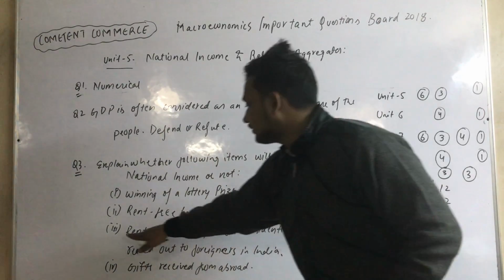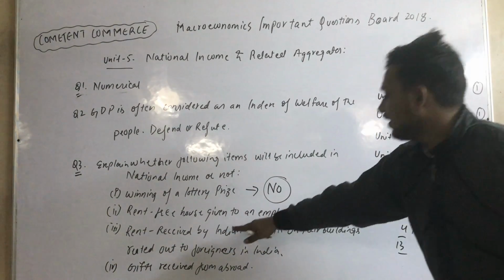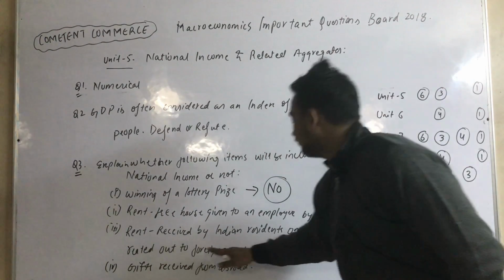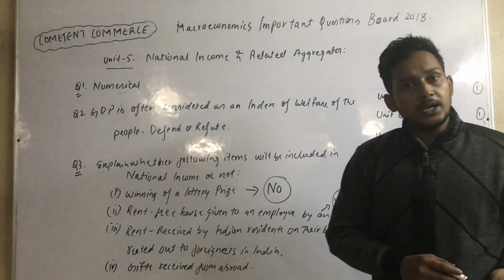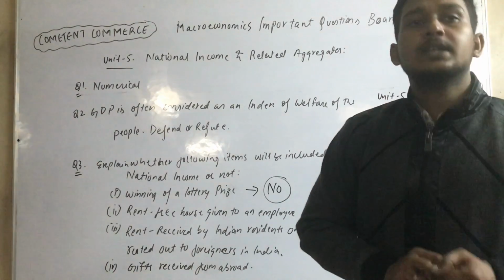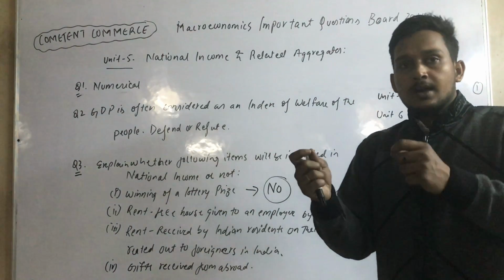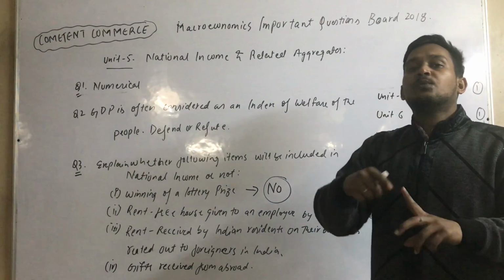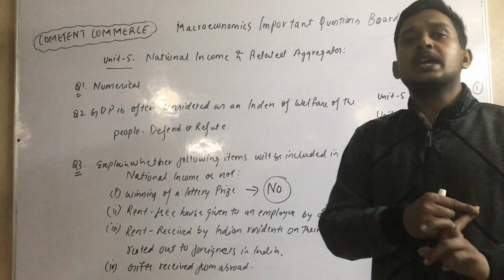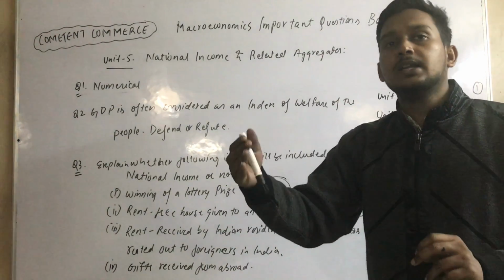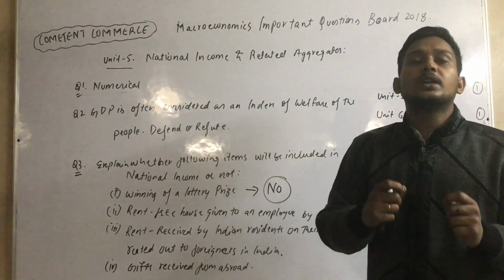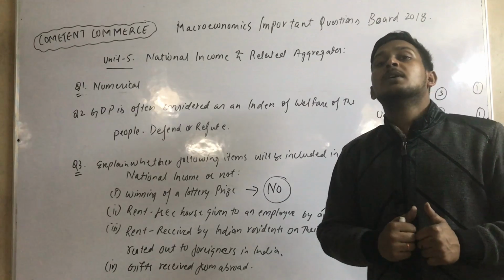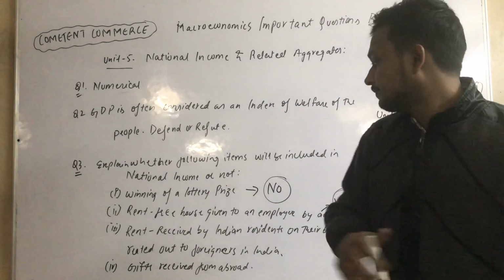Now the third point is rent received by Indian residents on their buildings rented out to foreigners in India. Will it be included? Yes, it will be included. The building is located in India and foreigners are living over there and paying the rent to Indian landlords, right? This will be included in national income as it is a part of factor income earned from abroad.